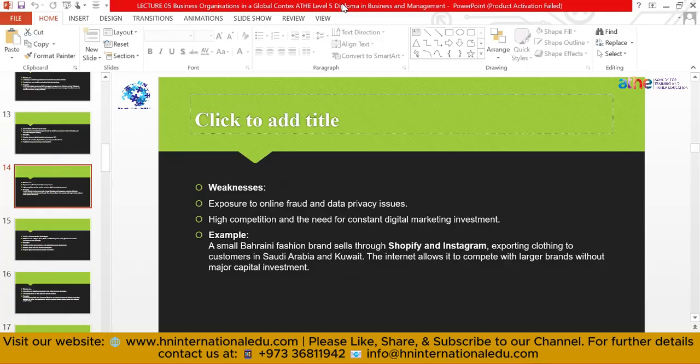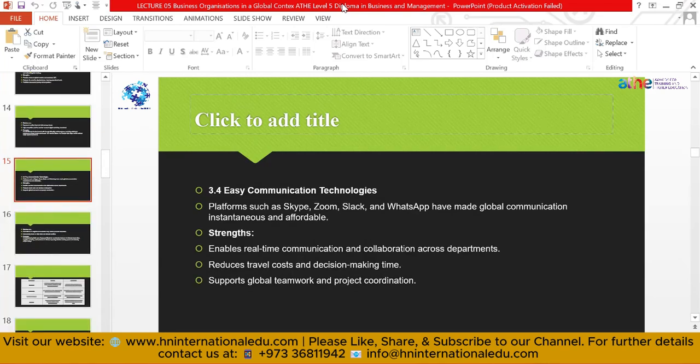For example, a small Bahraini fashion brand sells through Shopify and Instagram, exporting clothing to consumers in Saudi Arabia and Kuwait. Now you can see for yourself. The internet allowed it to compete with the larger brands without major capital investment because you become their suppliers. Easy communication technologies: platforms such as Skype, Zoom, Slack, and WhatsApp Business have made global communication instantaneous and affordable, like within a second. In the glimpse of an eye, we are texting, we are exchanging thoughts, we can arrange a class, we can do anything.